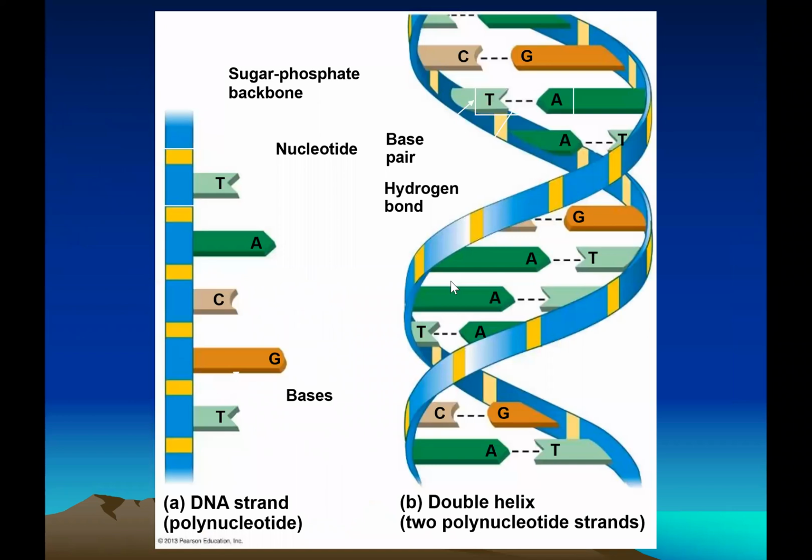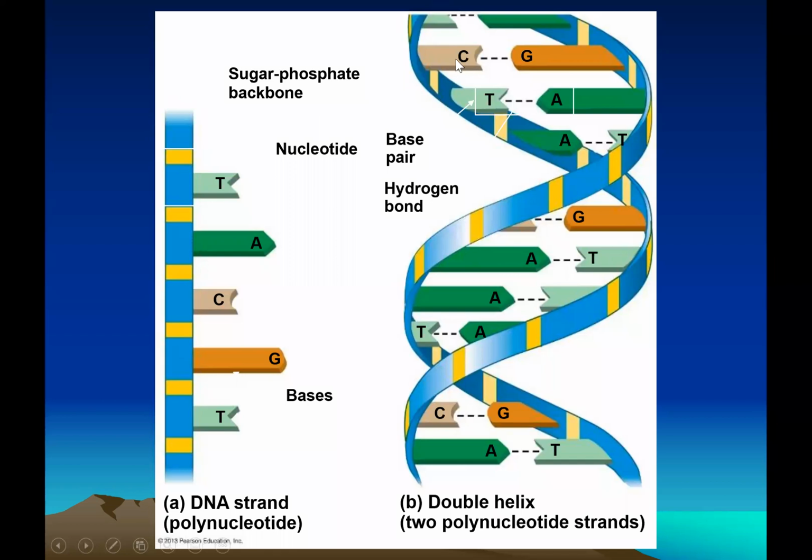So here's the final slide that shows the double helix structure of the DNA macromolecule. The sugar and the phosphate will make the sides of the ladder. The rungs of the ladder are made by bases. Adenine will always base pair with thymine. Guanine will always base pair with cytosine. So this is the base pairing rule in DNA. And I hope that was helpful.